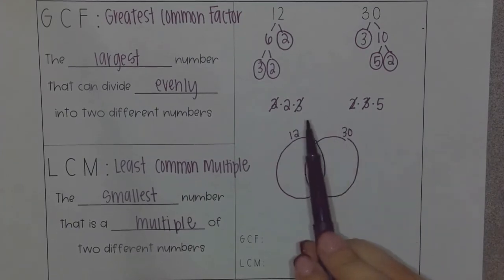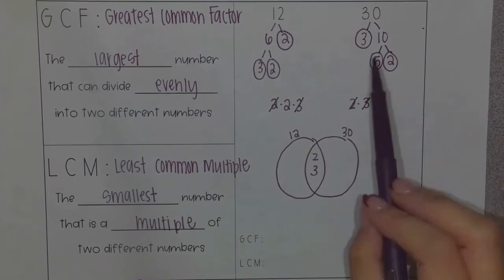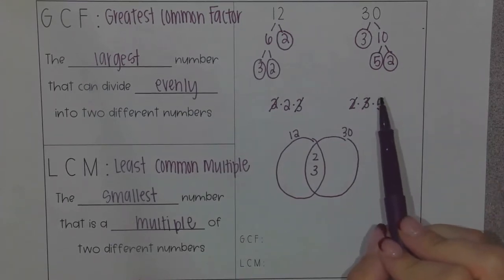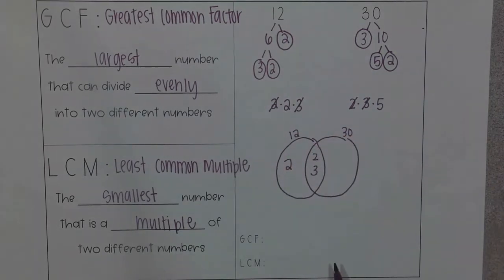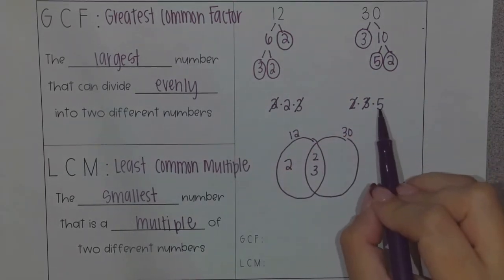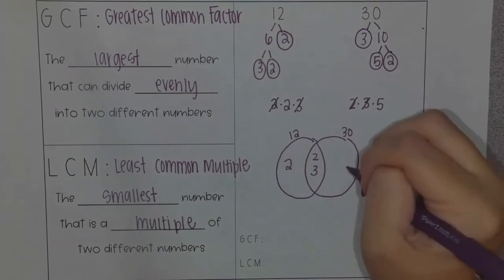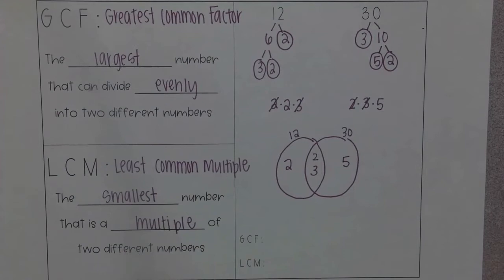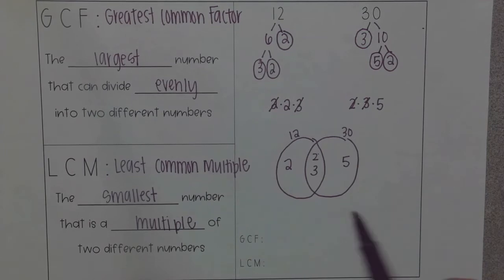And then what is left over? For example, 12 still has another prime factor of 2 that 30 does not have. So that 2 is going to go only on the 12 side. And then 30 has a prime factor of 5 that 12 does not have. So that 5 is going to go on the 30 side. So they have a 2 and a 3 in common. 12 has another 2. 30 has a 5.